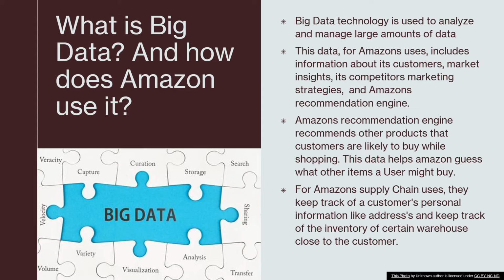Big data technology is used to analyze and manage large amounts of data. This data for Amazon's uses includes information about its customers, market insights, its competitors' marketing strategies, and Amazon's recommendation engine. Amazon's recommendation engine recommends other products that customers are likely to buy while shopping. This data helps Amazon guess what other items a user might buy. For Amazon supply chain uses, they keep track of a customer's personal information like address and keep track of the inventory of certain warehouses close to the customer.